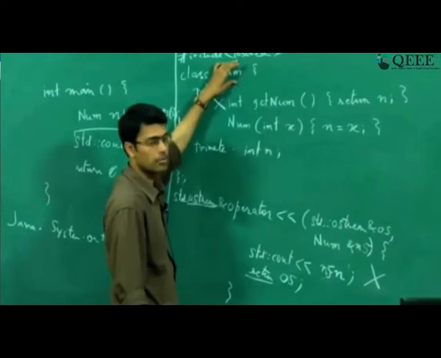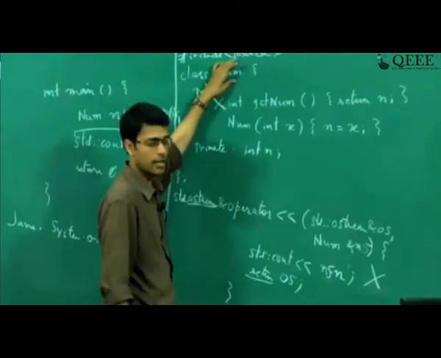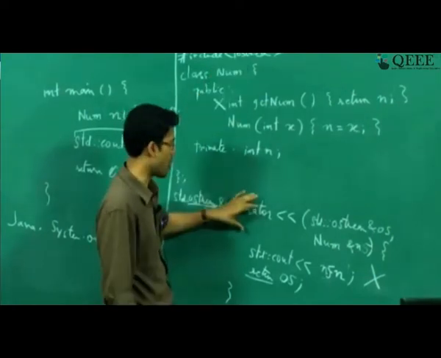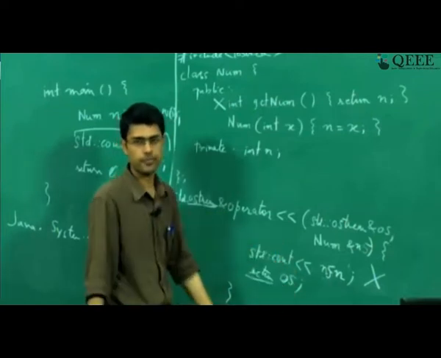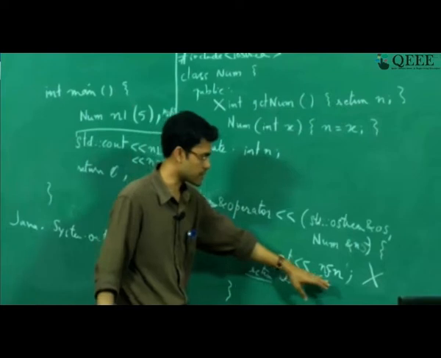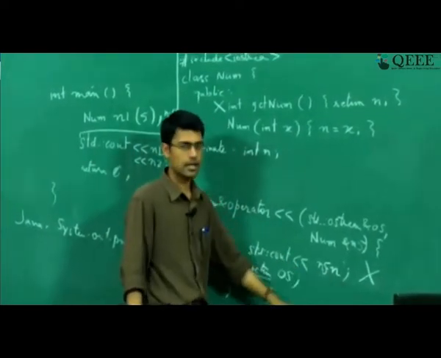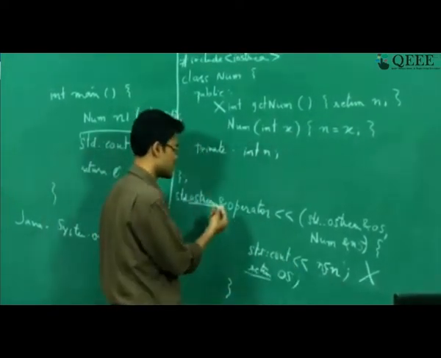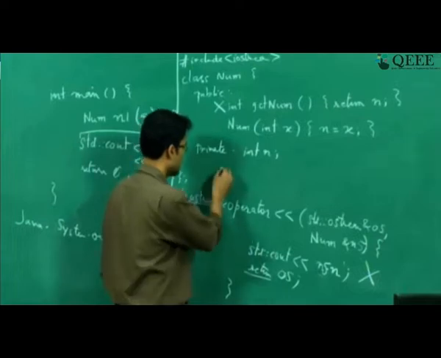The num type, if it declares that this operator is my friend, then this operator is allowed to access n5.n. Right? How do you declare that? Well, it's essentially very simple.